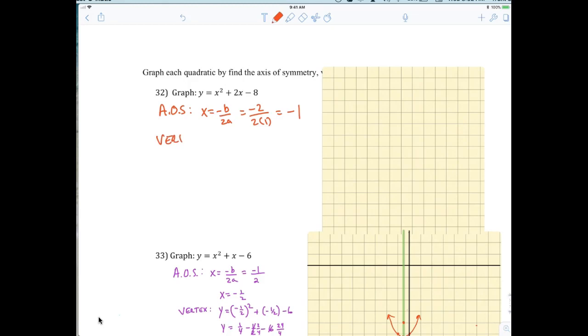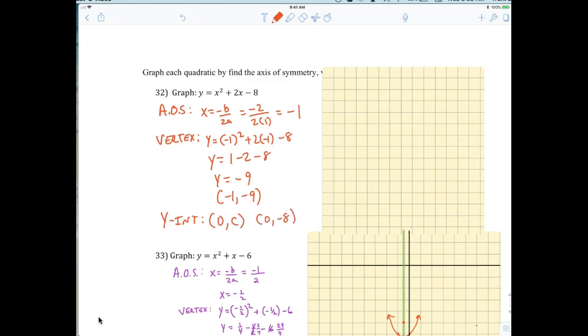Vertex. So y equals negative 1 squared plus 2 times negative 1 minus 8. y equals 1 minus 2 minus 8. y equals, what is that? Negative 9. So your vertex is negative 1 comma negative 9. Right? And then your y-intercept is 0 comma c, which is 0 comma negative 8. Come on, we can do that.